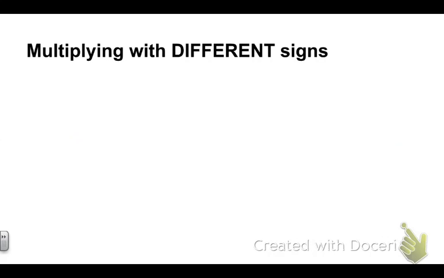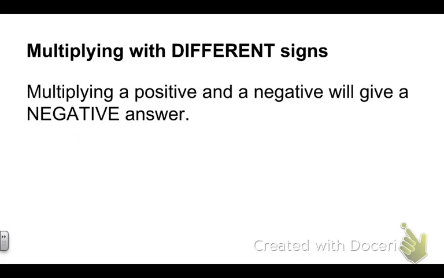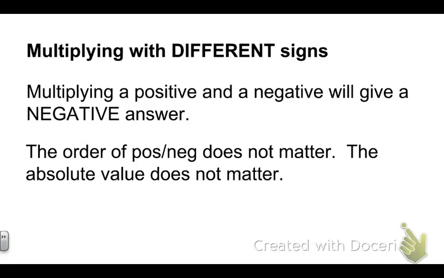When you multiply with different signs, multiplying a positive and a negative will give a negative answer. It does not matter the order, if the positive comes first or the negative comes first. It does not matter. Multiplying a positive and a negative is always going to give you a negative answer. The absolute value does not matter with multiplying or dividing. Absolute value is only important with adding and subtracting, not multiplying and dividing.